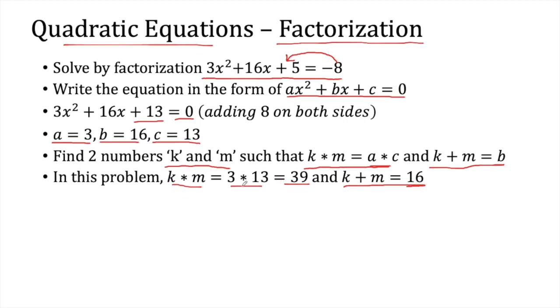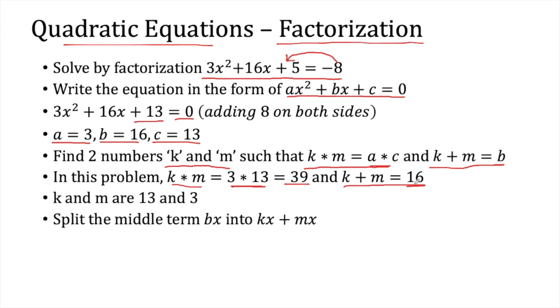So now we'll try 3 times 13 for k times m, and that will also give us 39. And now when we evaluate k plus m, we'll get 3 plus 13, which will give us 16. So k and m are 3 and 13. So now we have to split this middle term, that is bx or 16x, into kx plus mx, which means that in our case we must split 16x into 13x plus 3x, because 3 and 13 are k and m.